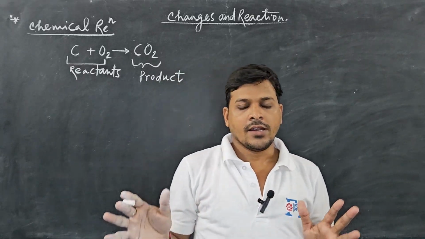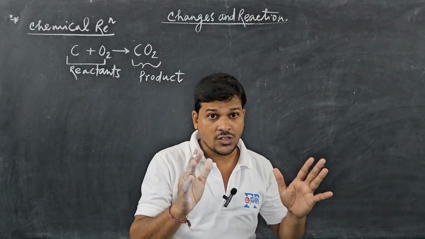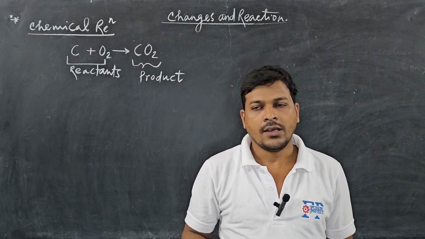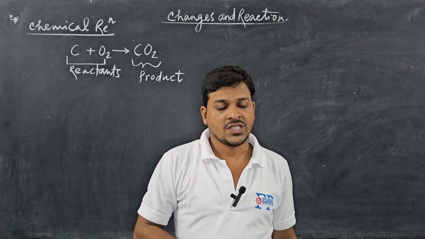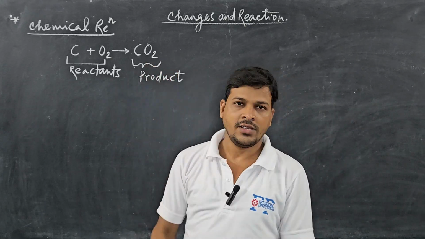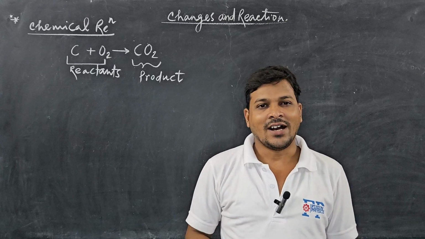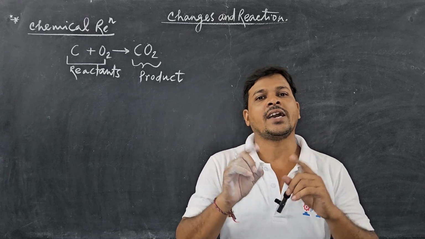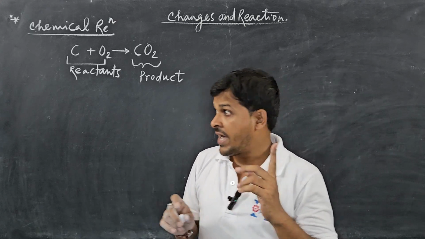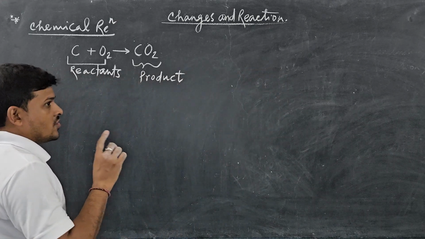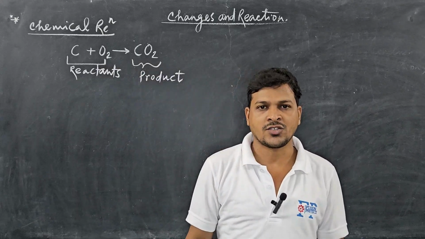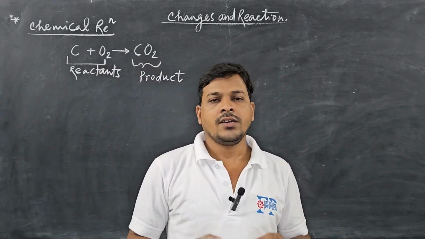If the number of atoms of each individual reactant is the same as the number of atoms of the individual atom in the product, then it is called a balanced chemical reaction or chemical equation. It is necessary to balance the chemical reaction, because to obey the law of conservation of mass, we have to balance it.